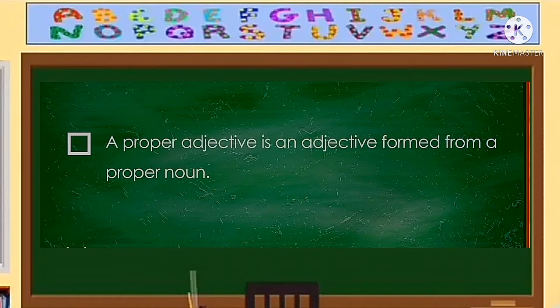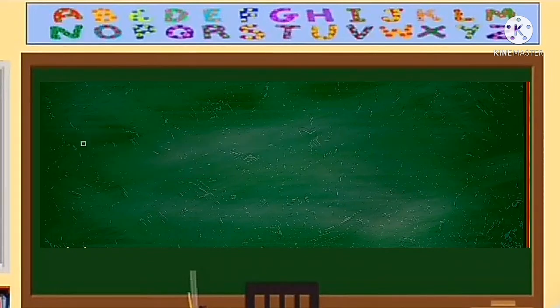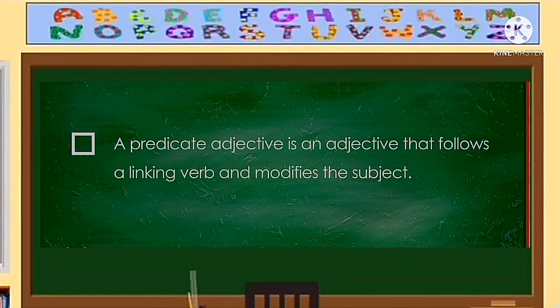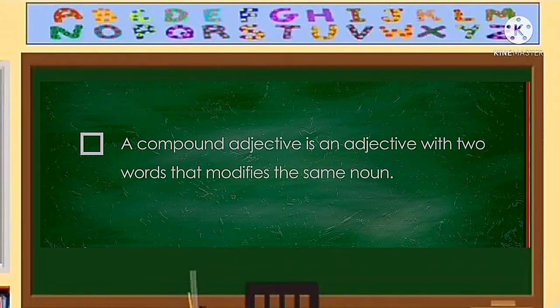A proper adjective is an adjective formed from a proper noun. A predicate adjective is an adjective that follows a linking verb and modifies the subject. A compound adjective is an adjective with two words that modifies the same noun.